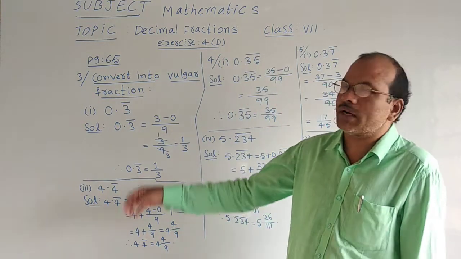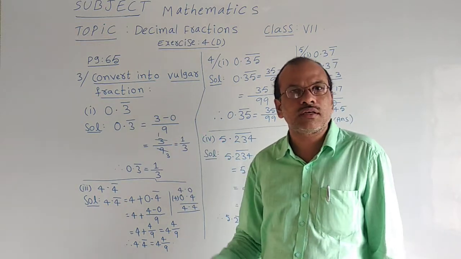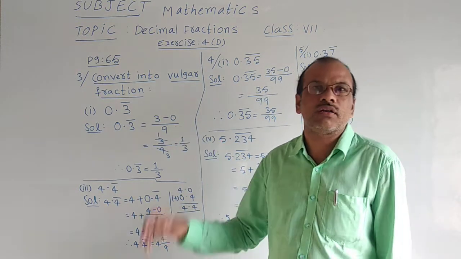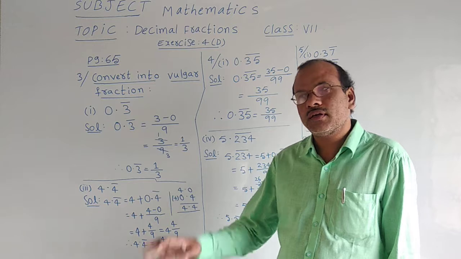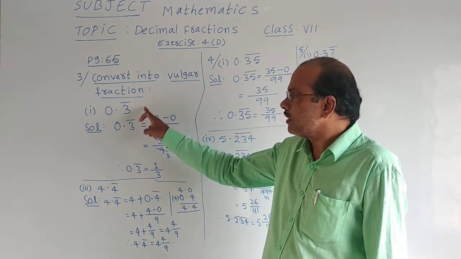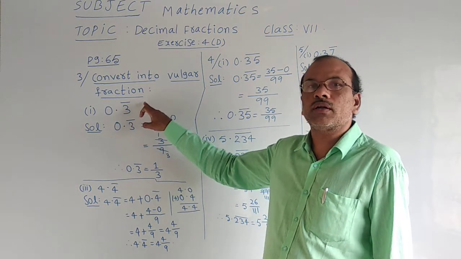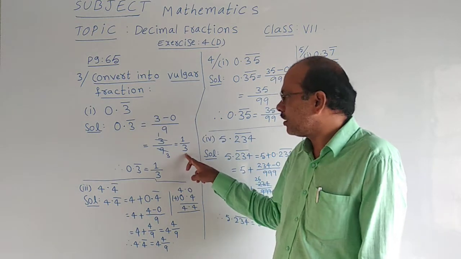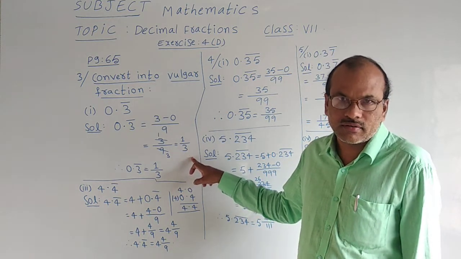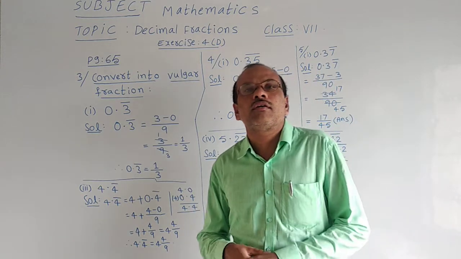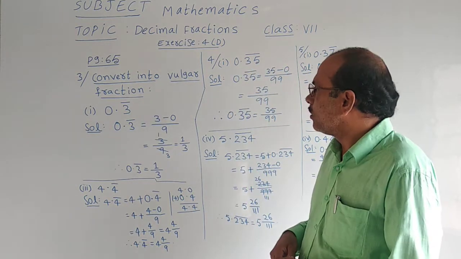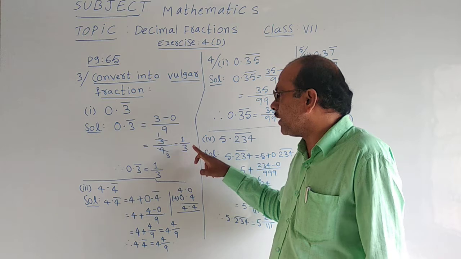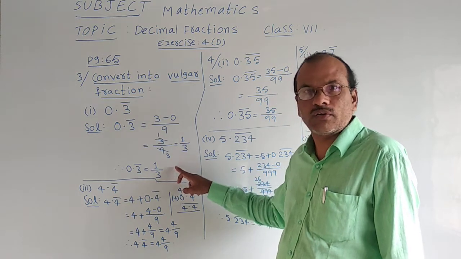Not only how to convert as a vulgar fraction is the question for us. That is an ordinary fraction. Vulgar means like an ordinary fraction here. Now 0.3 bar is a decimal fraction that we have to convert to an ordinary fraction, where the numerator should be 1, like an ordinary fraction.